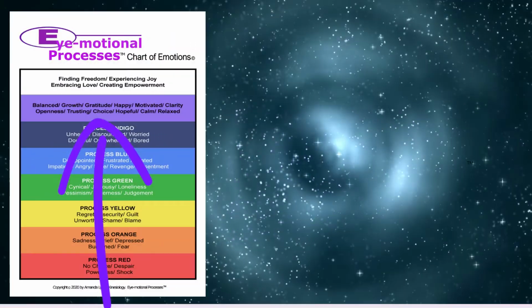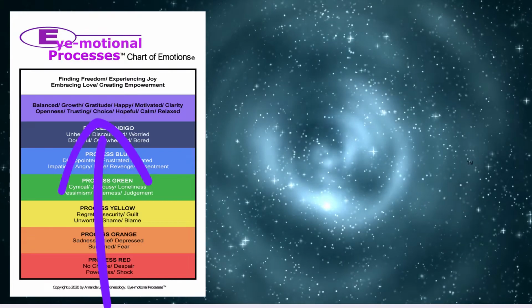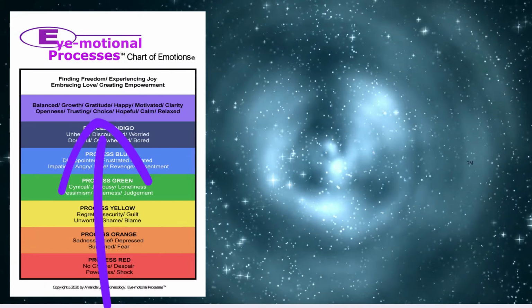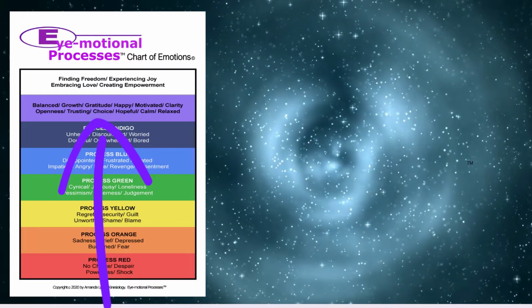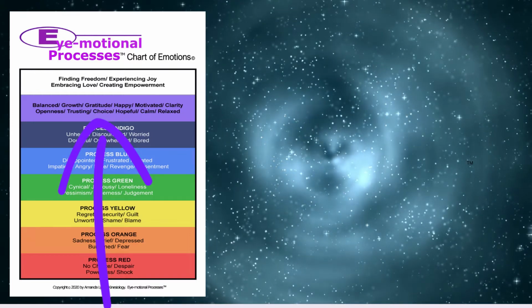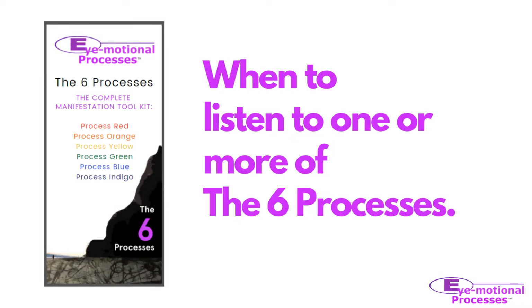When your emotions are floating in this realm, you are in the law of attraction vibration field. The higher up you go on the Eye-motional Processes chart of emotions, the closer you are to accessing that. When to listen to one or more of the 6 processes.